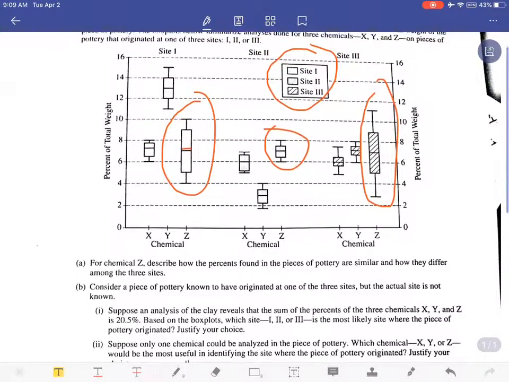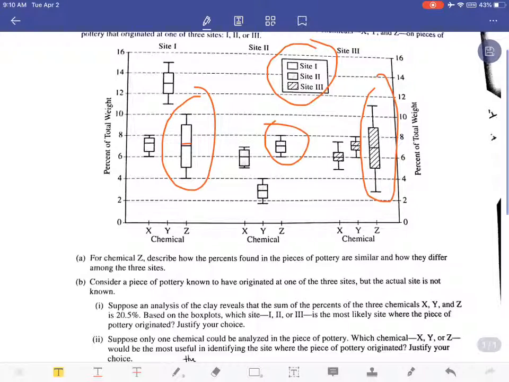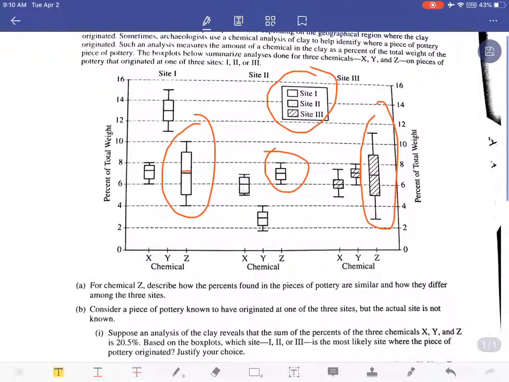So it said, consider a piece of pottery known to have originated at one of the three sites, but the actual site is not known. So part 1 says, suppose the analysis of the clay reveals the sum of the percents of the three chemicals is 20.5%. Based on the box plots, which site, 1, 2, or 3, is the most likely site from which the piece of pottery originated?